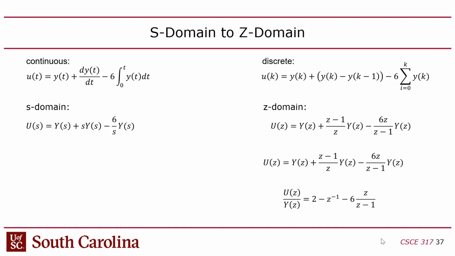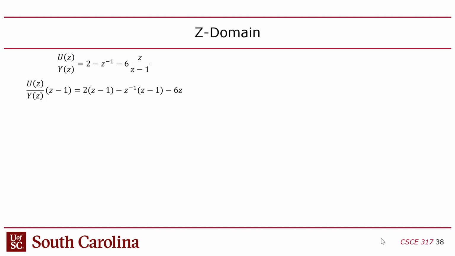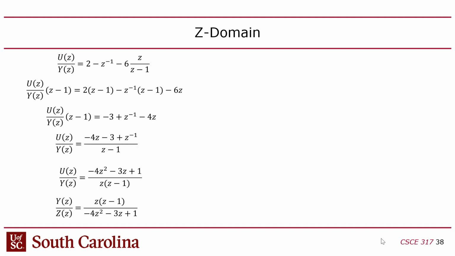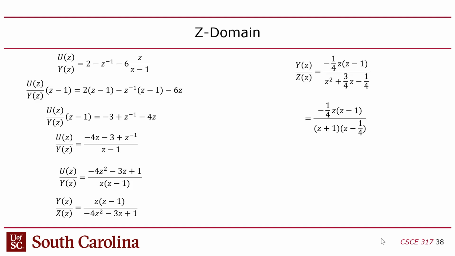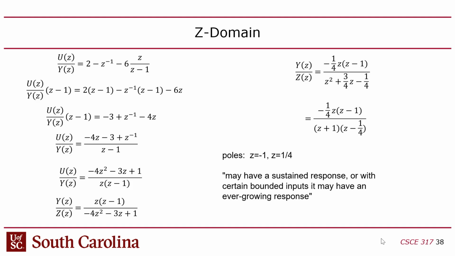So now we have a transfer function, u versus y, and once you have a transfer function, you can convert it into a form. I just keep converting it to try to get it to the point where I can factor the denominator. There we go. This is just algebra. And I eventually get to here, and so you can see the poles, I finally have poles: -1 and 1/4.